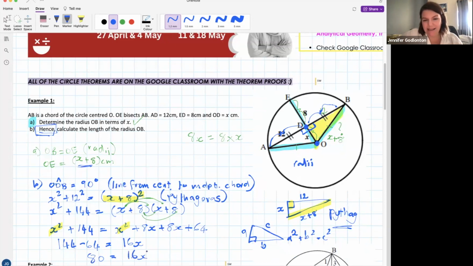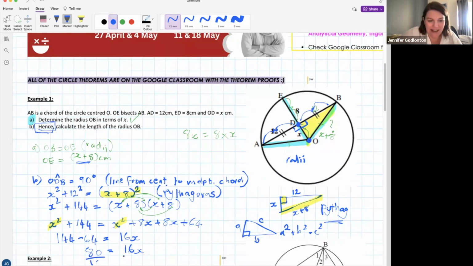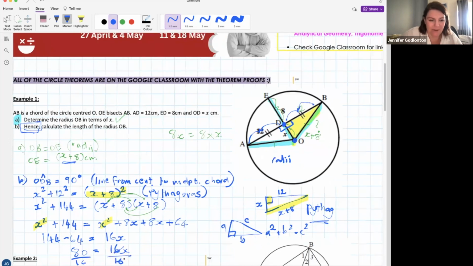How do I find out what x is now? If I have this equation, 80 is equal to 16x, what am I going to do to both sides? Divide! Okay, so we're going to divide both sides by 16. I'm running out of space because I wrote too big. This is what happens when you're out of practice. Those cancel. So we land up with x is equal to 5.